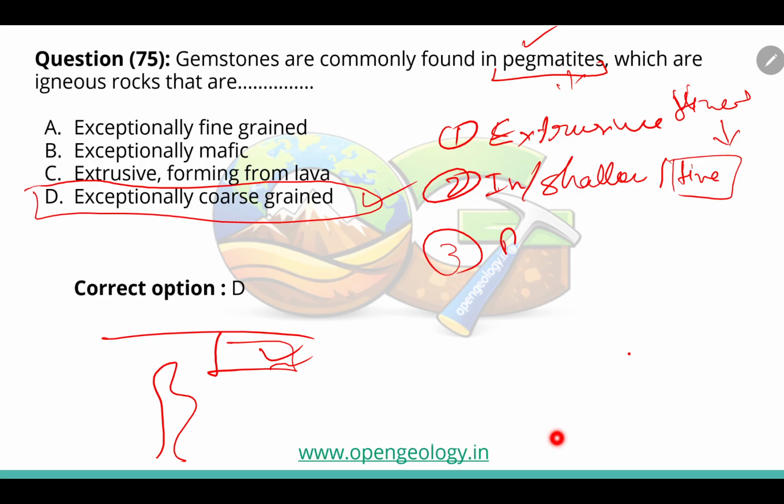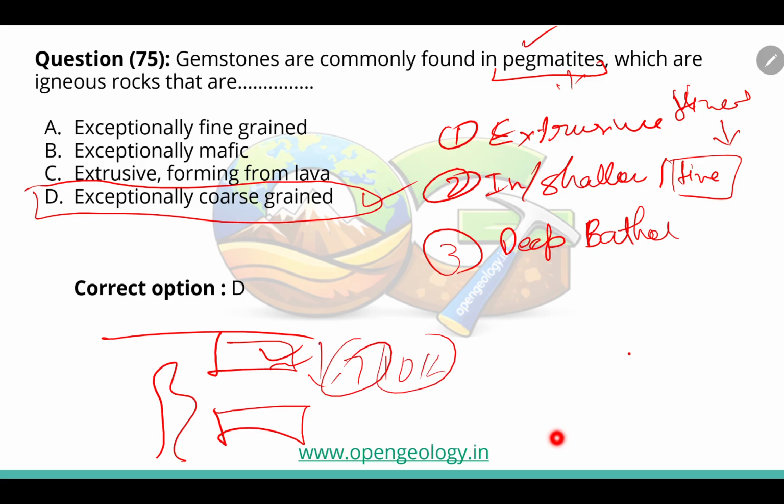Then there is the deep-seated, deep batholith. Let's say magma is placed deep in the earth, say 7 to 10 kilometers. It will have enough time to cool slowly, and slow cooling leads to an increase in the grain size, so it will be a coarse-grained rock. Pegmatite is an example of these deep igneous bodies.